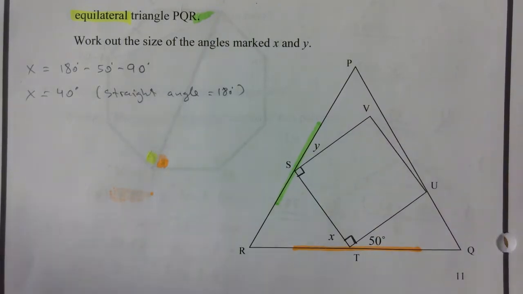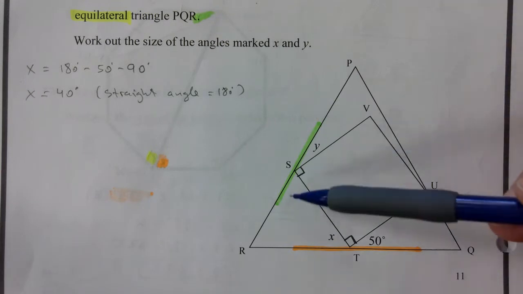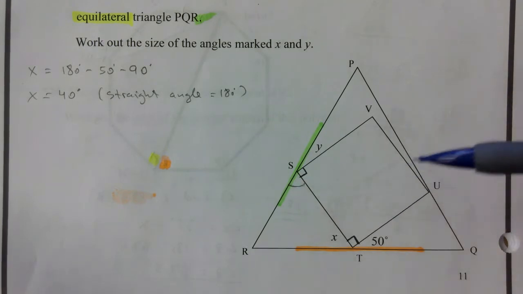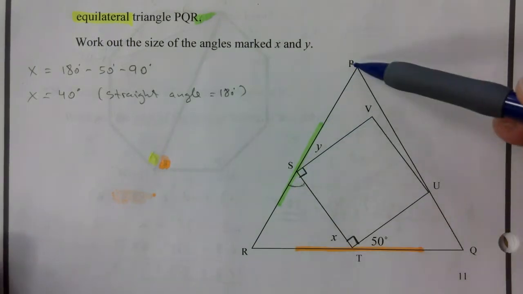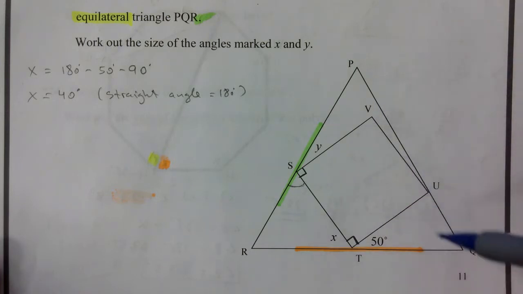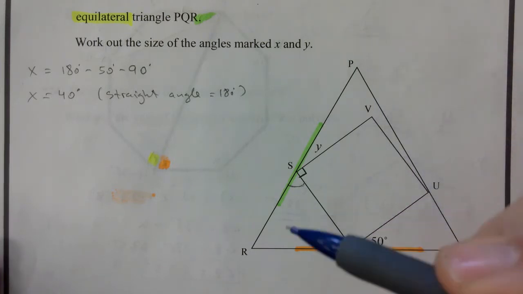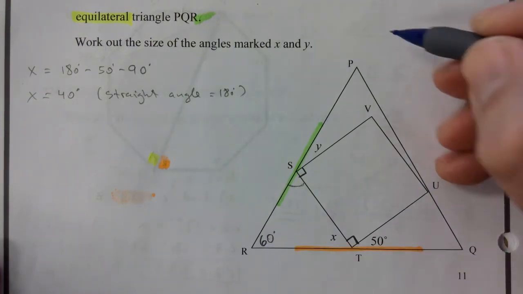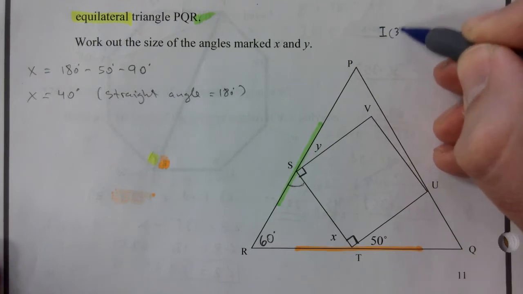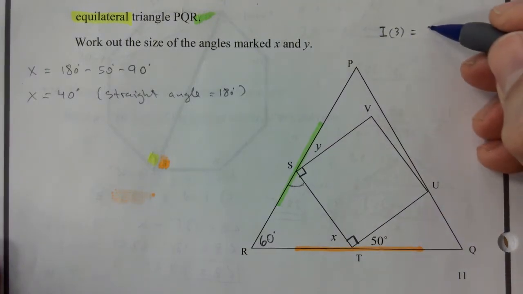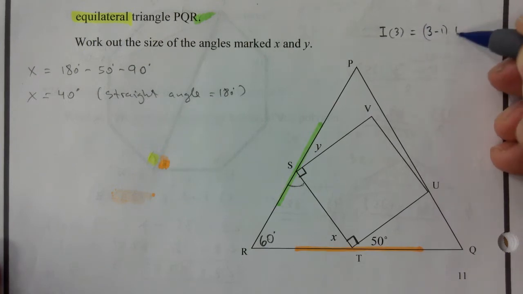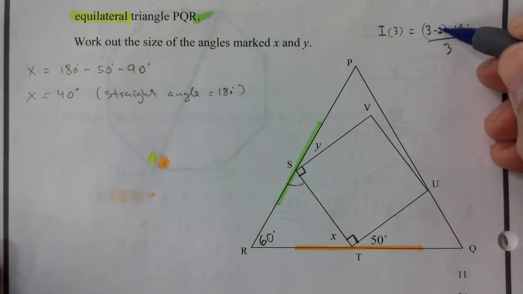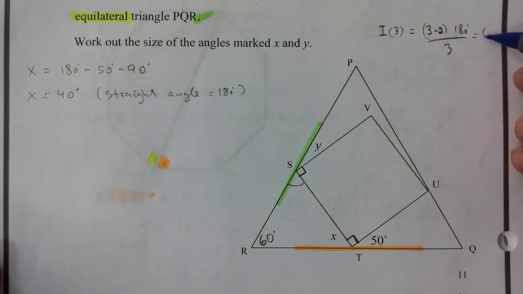What else do I know about this triangle? Can I assume something is true here? Well, we know that this big one here is an equilateral, correct? And all angles in an equilateral triangle are always 60, right? So we know that this is 60. I will just do this. Interior angle of a three-sided regular polygon is going to be 3 minus 2 times 180 over 3. So that's 60 degrees.